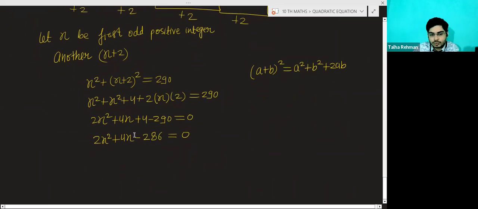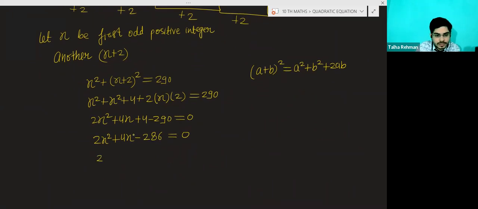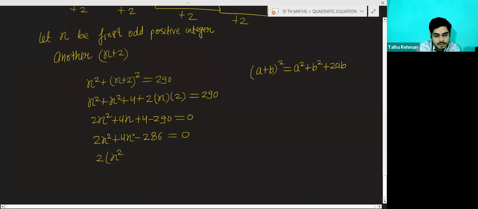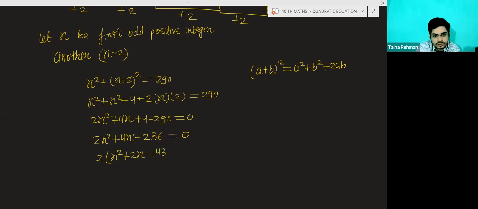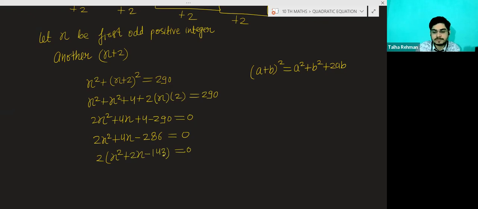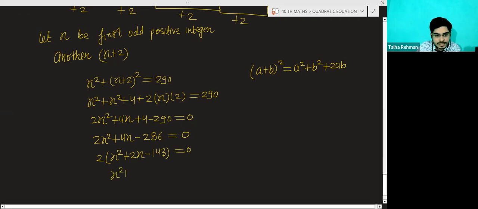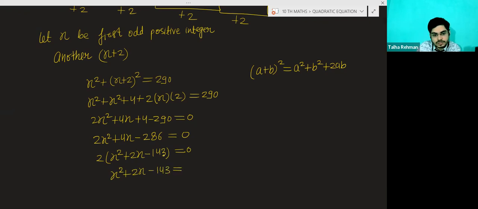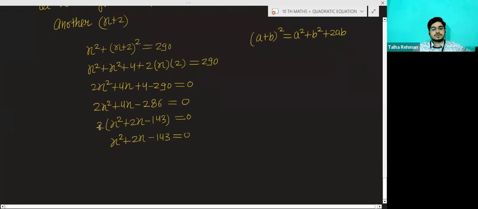Now can we take 2 common? So take 2 common. When you take 2 common, it will become x square plus 2x minus 143 is equal to 0. And this 2 is gone when you divide both sides by 2. You get x square plus 2x minus 143 is equal to 0. Now, this is the final quadratic equation we got. Now, we will apply the quadratic formula here.